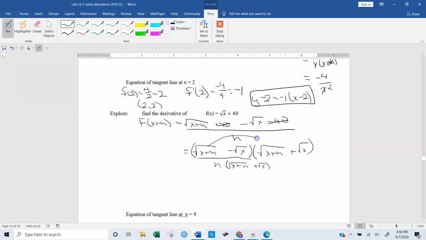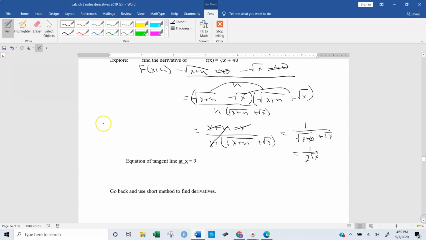All right, well, my numerator is going to become x plus h minus x, all over h times the square root of x plus h plus the square root of x. Well, the x's cancel. h is going to reduce to 1. So now we've got 1 over the square root of x plus h plus the square root of x. Well, as h approaches 0, this is the square root of x. So now we've got 1 over 2 square roots of x. Interesting. First derivative, huh? Kind of cool.